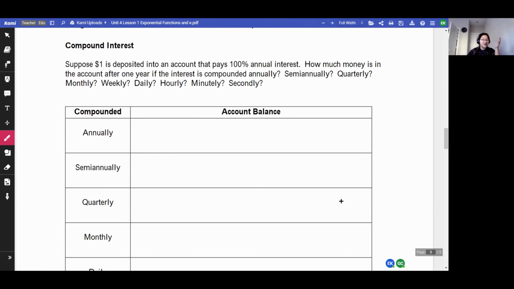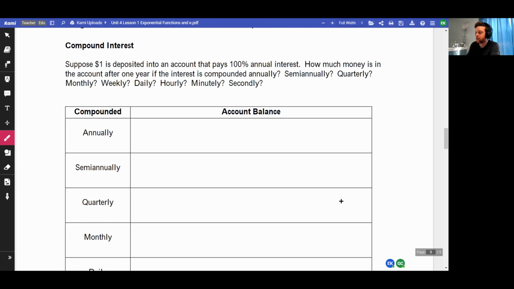If we were thinking about retirement, because we were being responsible, suppose we deposit $1 into an account that pays 100% annual interest. That doesn't exist, but it's a good thought experiment. How much money is in the account after 1 year if the bank gives you your interest once a year, annually, or different amounts of time that we're going to figure out?